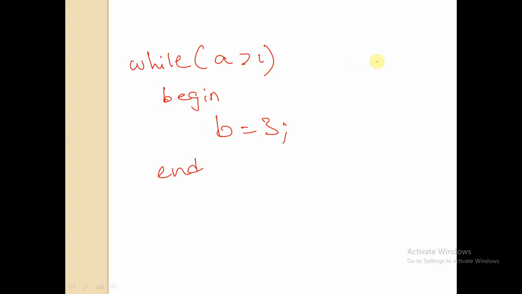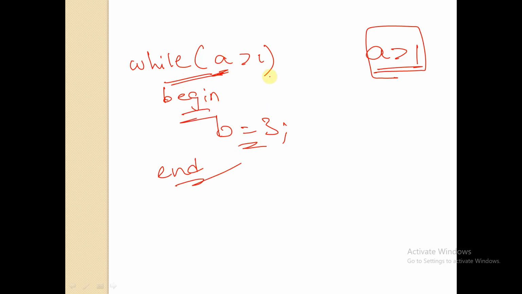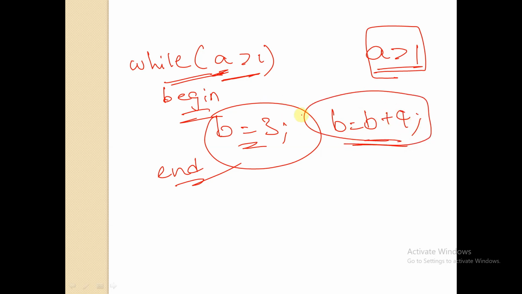So in the test bench or somewhere, if we make this register a greater than 1 only, the while loop will get executed. So whenever a is greater than 1 only, then the value of b will be equal to 3, or else if it is not greater than 1, then b is equal to 3 will not be assigned, or else we can write b is equal to b plus 4. So anything we can write inside the while loop. So if the condition specified inside the while loop is true, then only the statements written inside the while loop will get executed. So this is the syntax and usage of while loop.